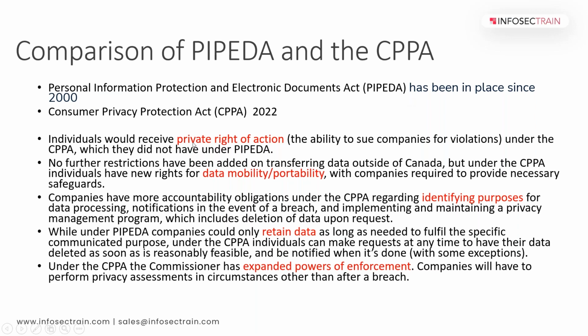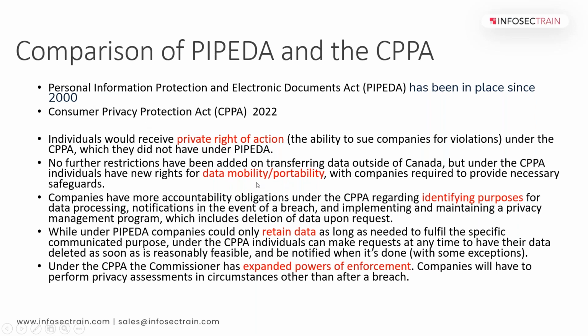Individuals would receive a private right of action in CPPA, which they did not have under PIPEDA. That's why it is called consumer privacy protection. In PIPEDA, we talk about personal information protection. Any personal information is protected and secured, but the problem is you do not have the right. So consumers are sure that their information is secured, but they do not have the right to exercise. That right is introduced as part of this Consumer Privacy Protection Act.